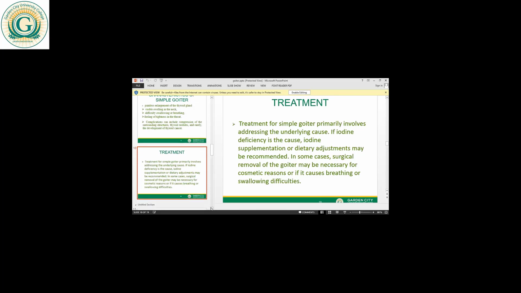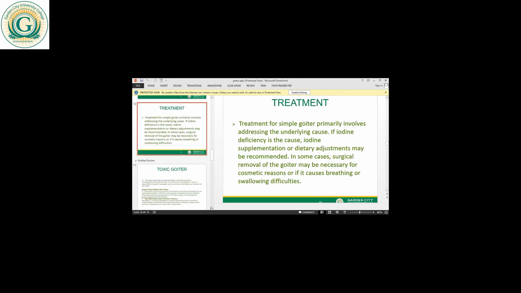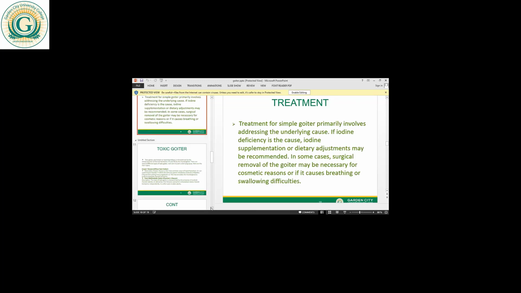So we'll go to the treatment of simple goiter. Treatment for simple goiter primarily involves addressing the underlying causes. That is, if iodine deficiency is the cause, iodine supplements or dietary adjustments may be recommended. In some cases, surgical removal of goiter may be necessary for cosmetic reasons, or if it causes breathing or swallowing difficulties.